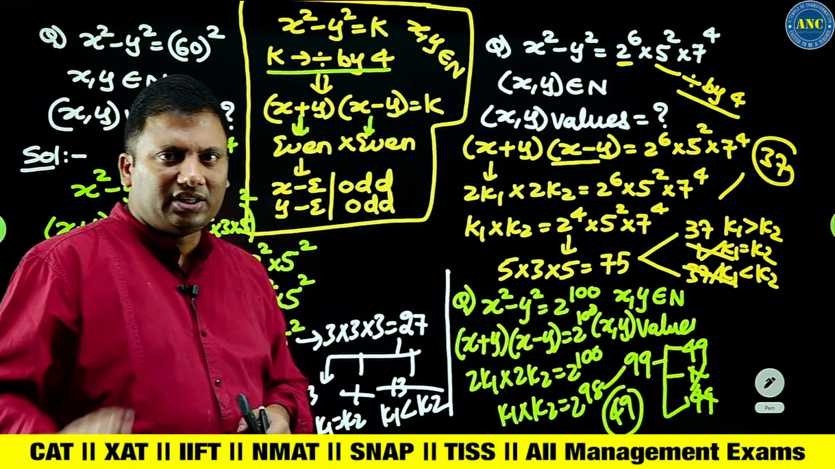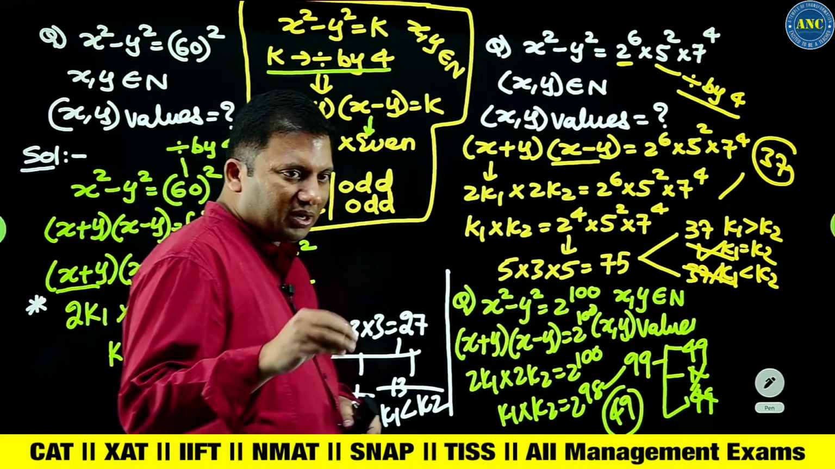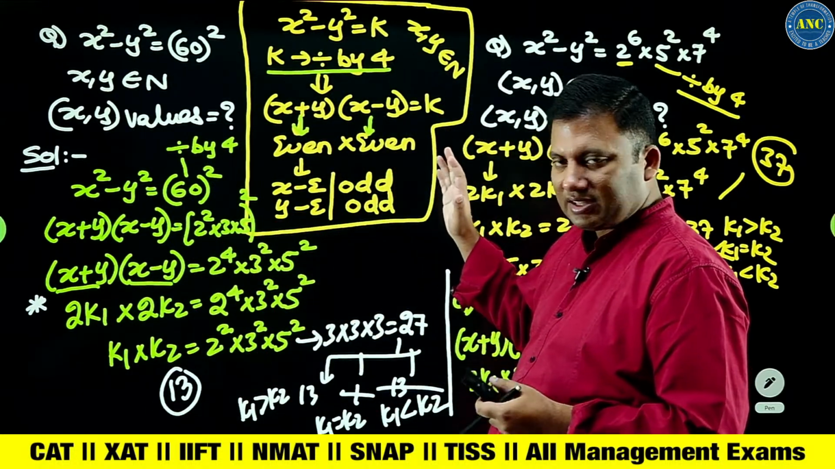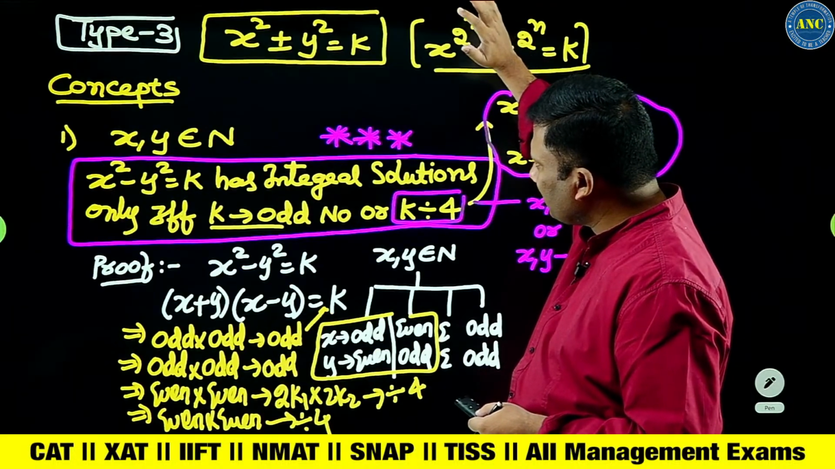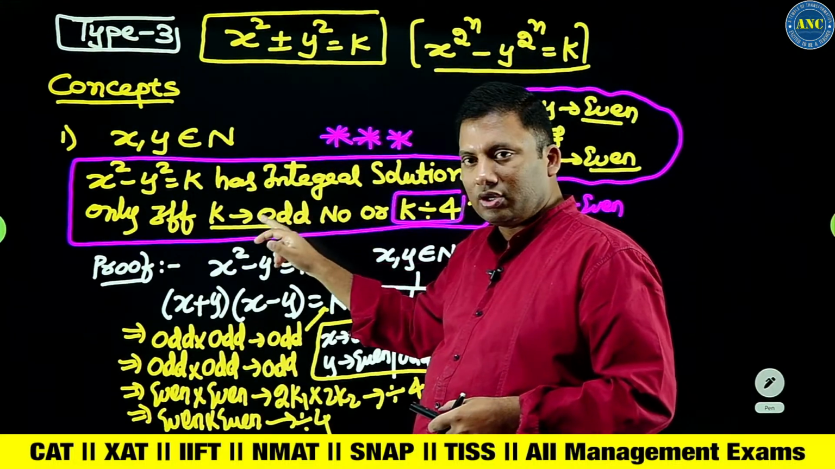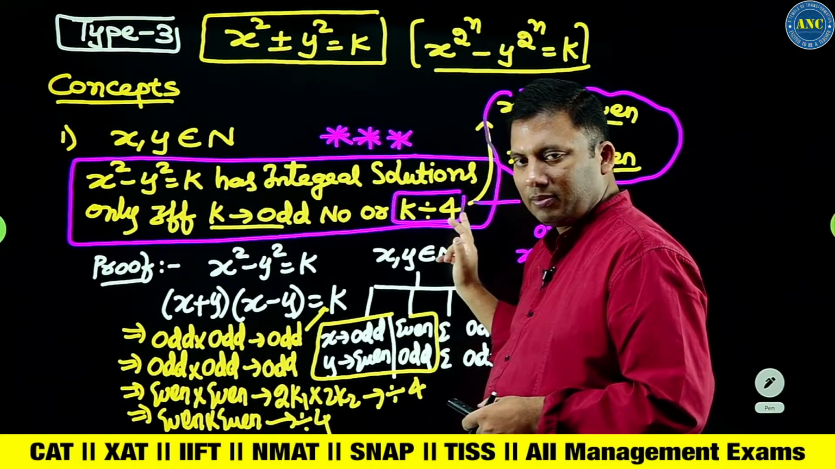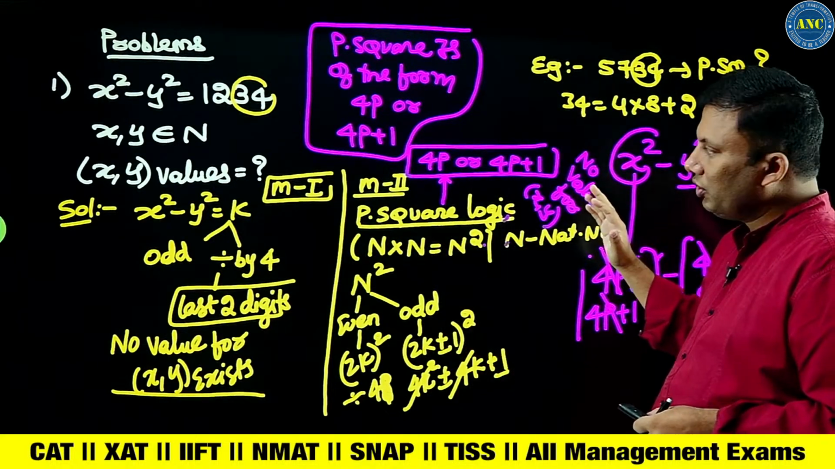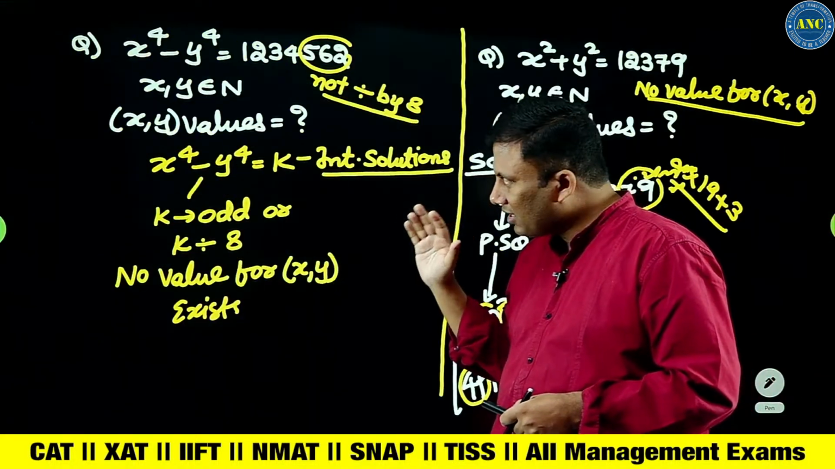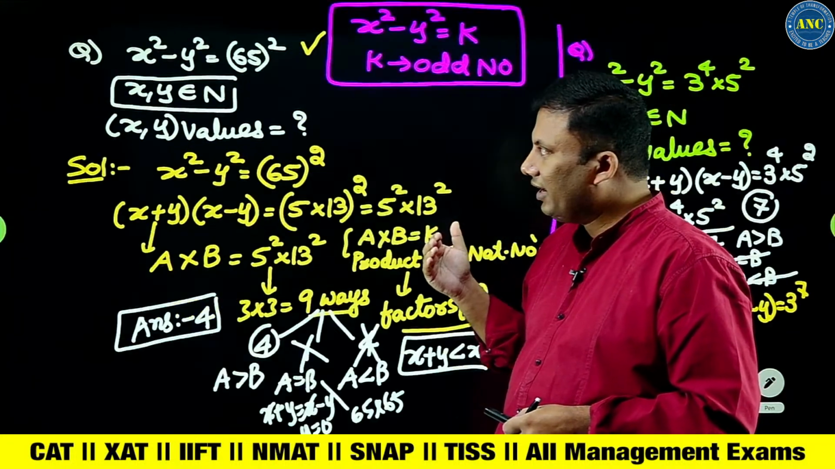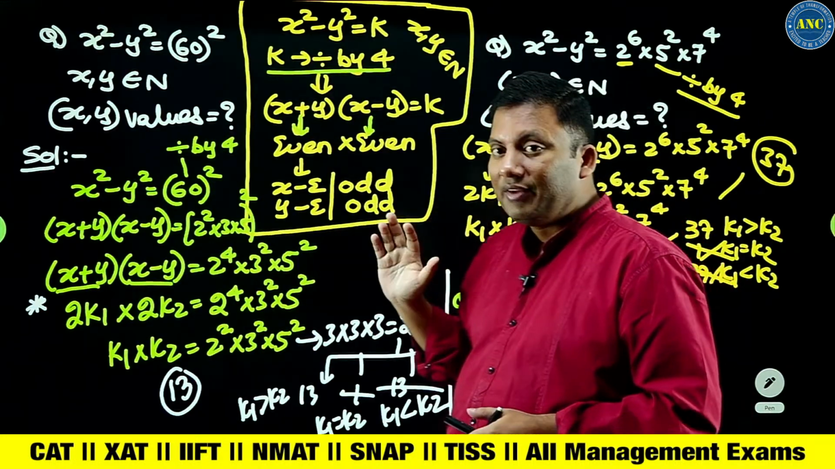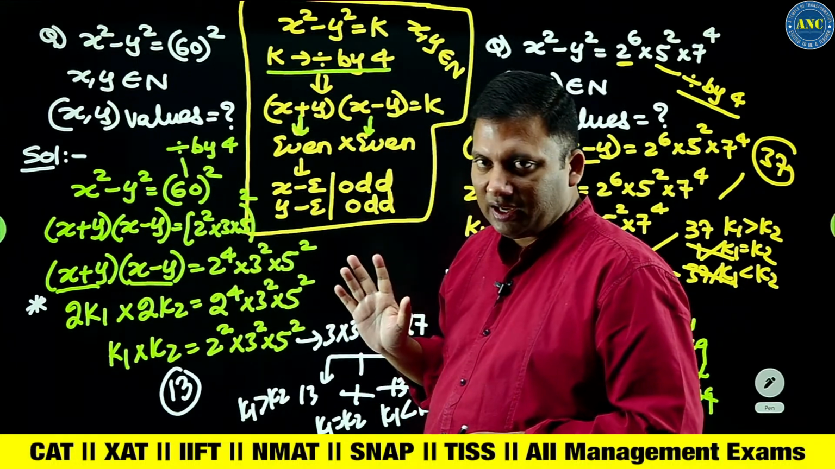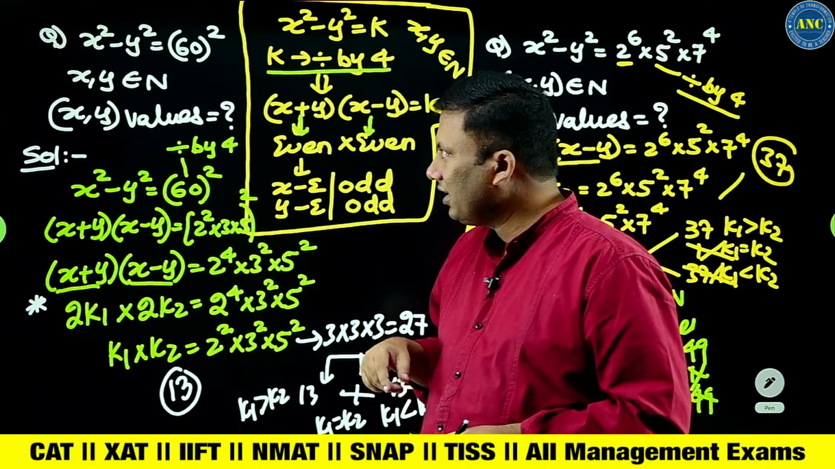Just understanding the fundamentals. X square plus or minus y square equivalent to k. What are all the cases? The first thing we discussed: k should be an odd number or k should be divisible by 4. What if k is not divisible by 4? How to use a perfect square? What if k is an odd number? What if k is divisible by 4? This is the beauty of thematic based learning. X square minus y square. I hope the idea is clear.